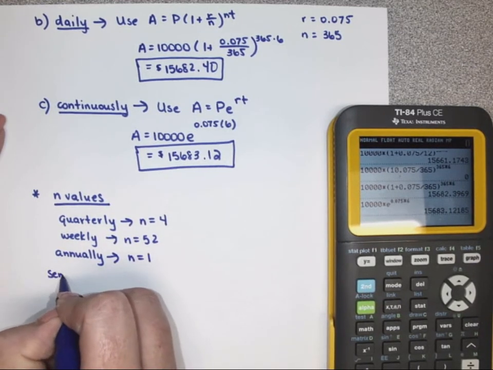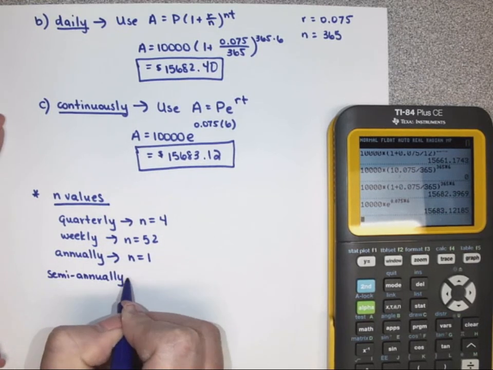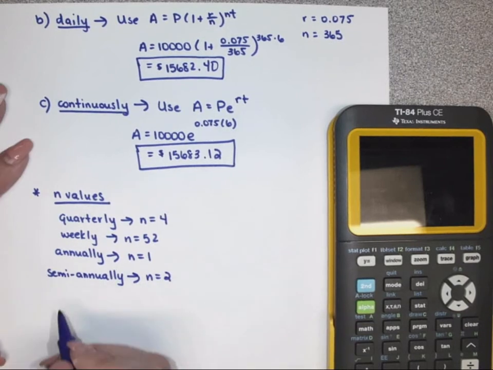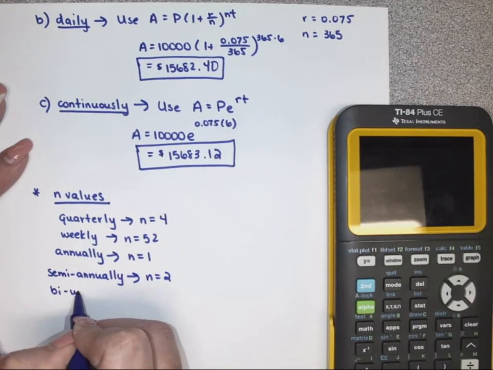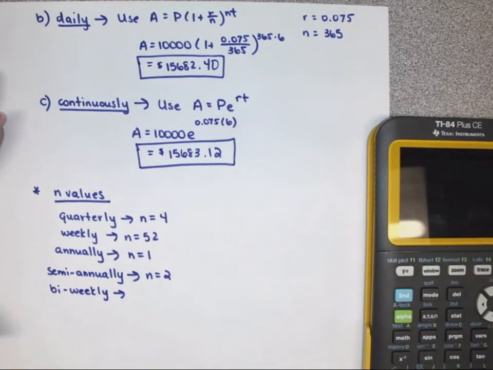Semi-annually, on the other hand, if you're a shopper and you're looking for the semi-annual sale, how many times a year is that? Twice a year. And then I'll do one more just because a lot of times people get paid bi-weekly, which means every 2 weeks. Okay, so what would that be if it was every 2 weeks? 26.